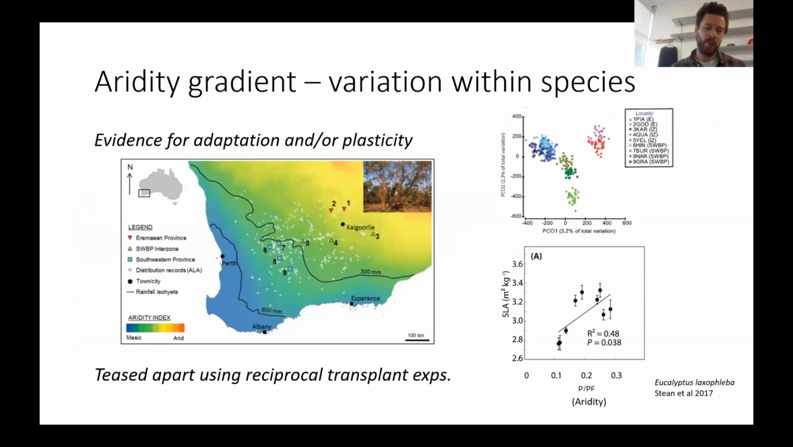Aridity gradients are also useful for studying within-species variation for those species that occur across aridity gradients, and that way you can start to examine genetic differences between populations.